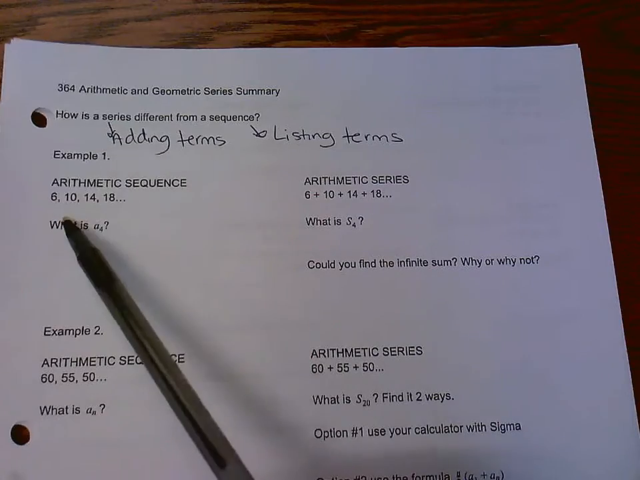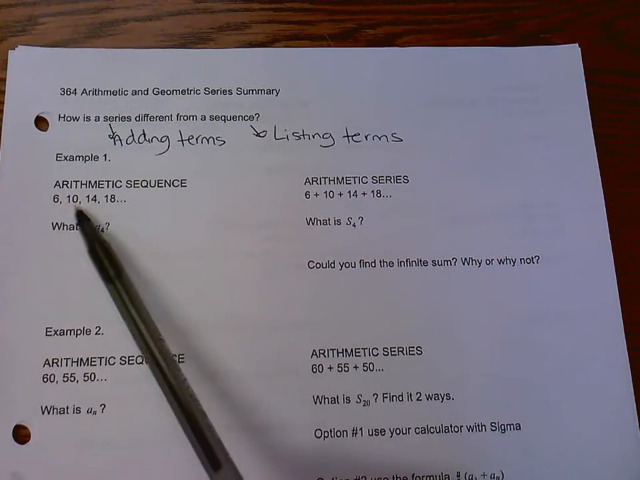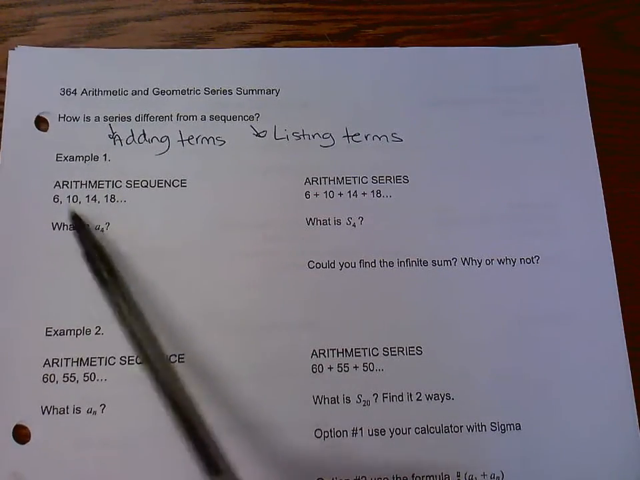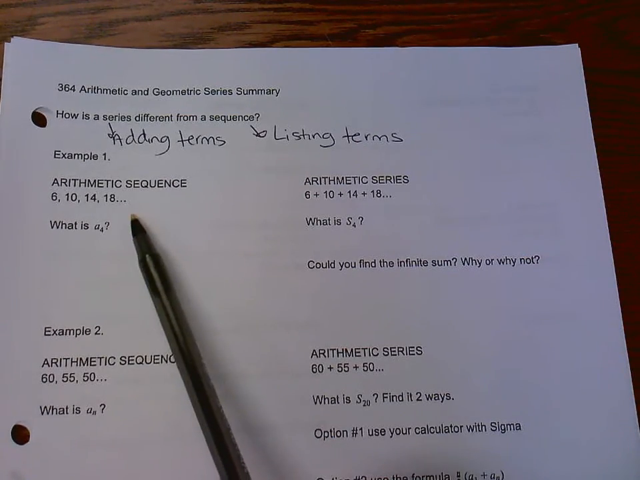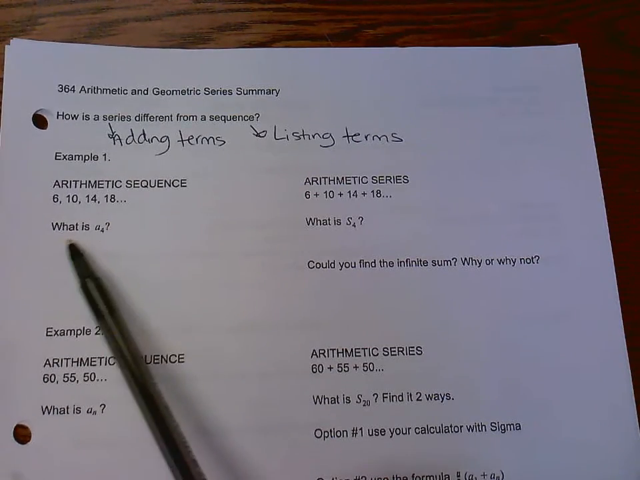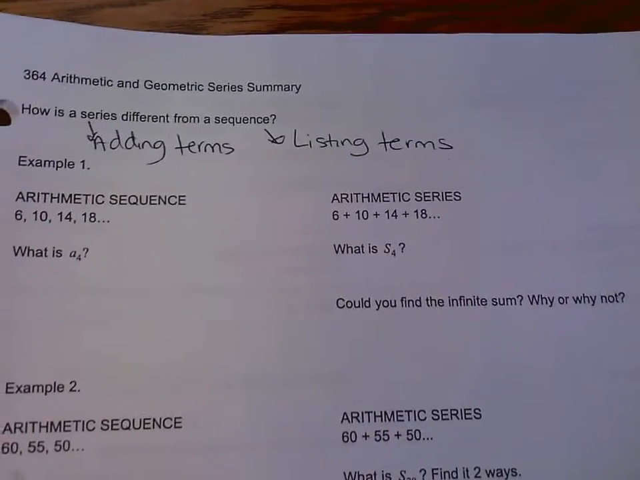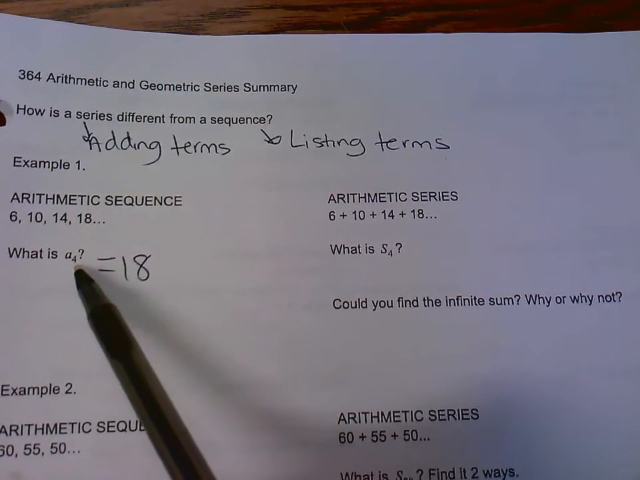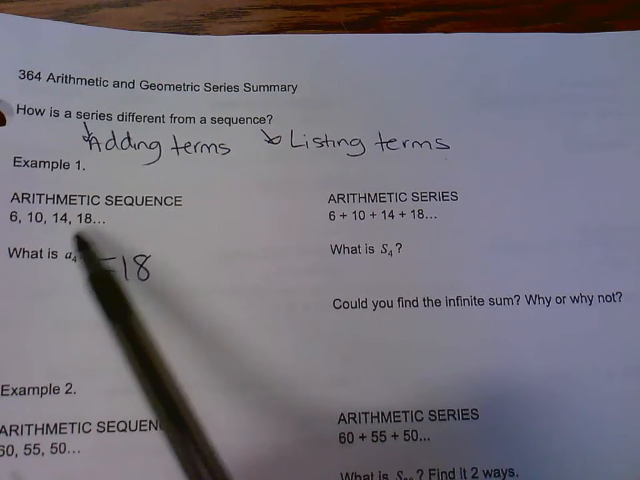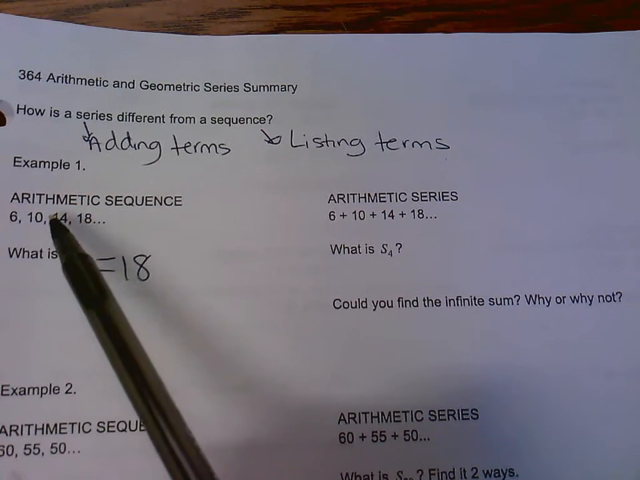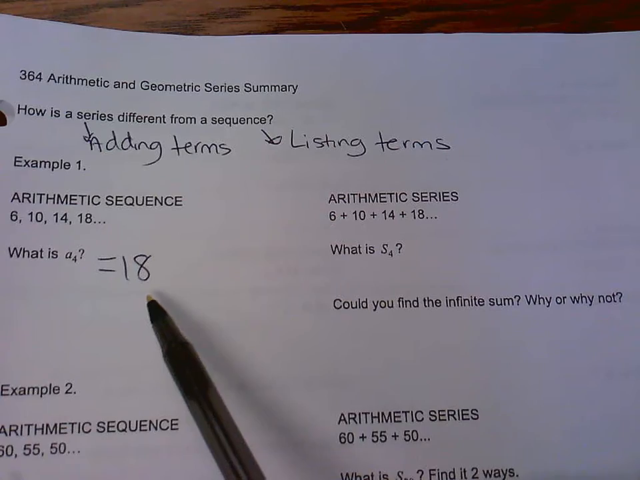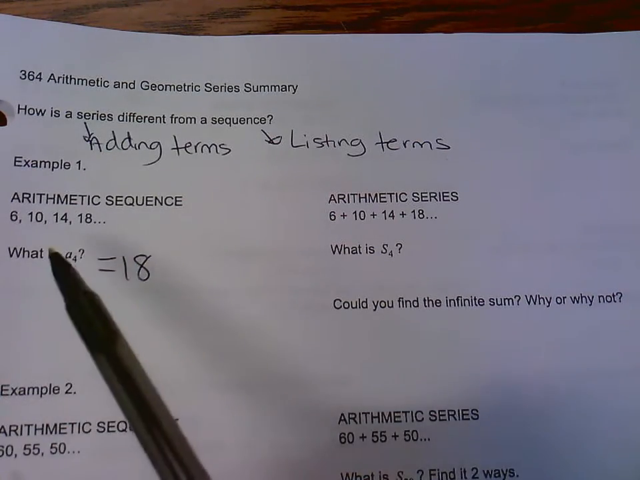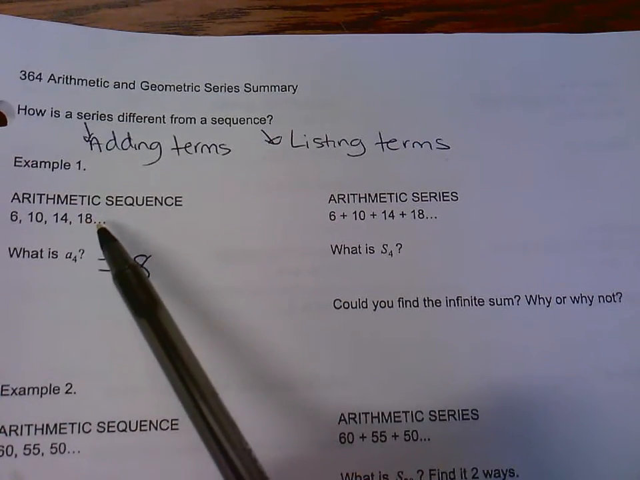So here's an example of an arithmetic sequence, 6, 10, 14, and 18. It's going up by how much each time? 4. So if I asked you, what is a sub 4, what would you say? A sub 4 is just 18 in this sequence. So the notation A sub 4 just means the term number 4. Term 1, term 2, term 3, term 4 is 18. I don't even have a formula right now. All I have is just the list of the sequence. And it goes on forever.